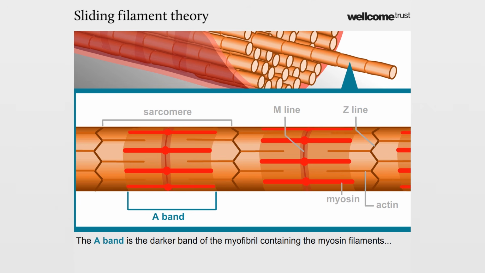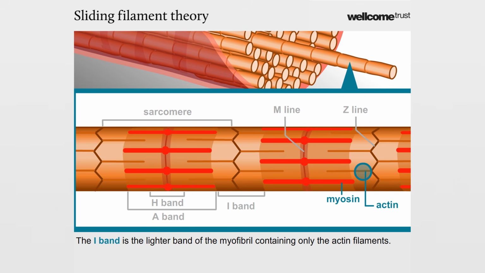The A-band is the darker band of the myofibril containing the myosin filaments. The H-band is the lighter section in the middle of the A-band, where only myosin is present. The I-band is the lighter band of the myofibril containing only the actin filaments.